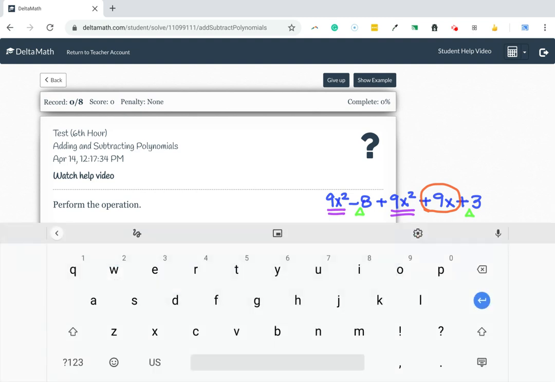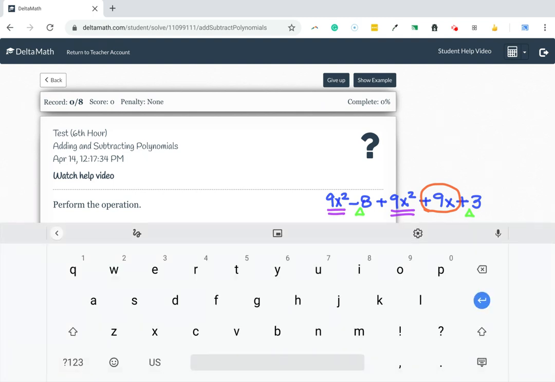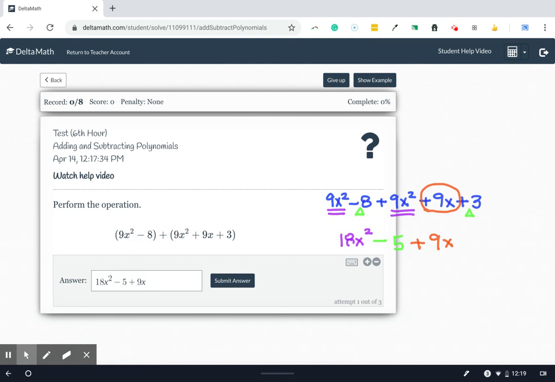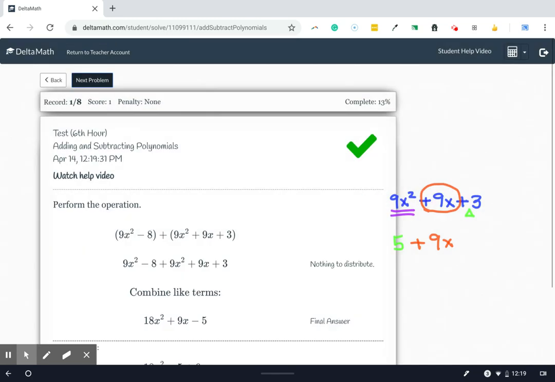Whoa, that's bad news. Let's get some deleting going on here. Looks like I have one more to delete. Sorry about this, guys. I was a little wild and crazy there for a second. I'm not going to worry about putting it in any specific order. I'm just going to make sure I have all my like terms. So let's submit our answer. And of course, it'll tell us if we're right or not.